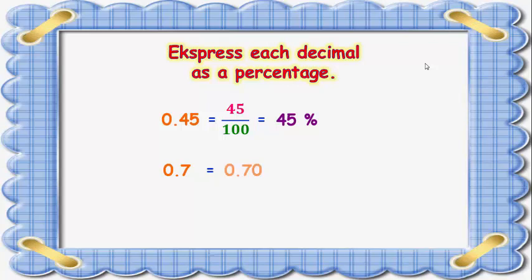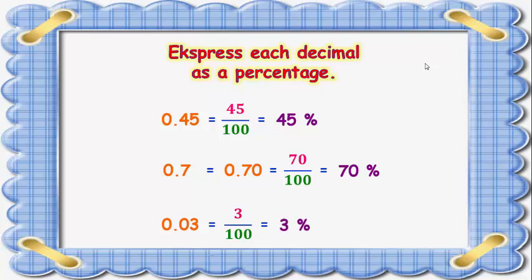0.7 is 0.70. 0.70 we can write as 70/100. 70/100 is 70%. 0.03 we can write as 3/100. 3/100 we can write as 3%.